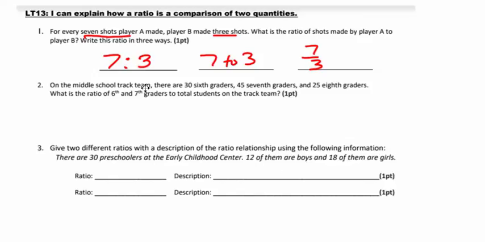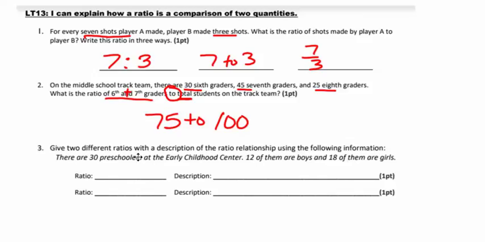On the middle school track team, there are 36 6th graders, 45 7th graders, and 25 8th graders. What is the ratio of 6th and 7th graders to, so that's telling you right now, there's my ratio, my 6th and 7th graders to total. So 6th and 7th graders, that means you're supposed to add 6th and 7th graders together. So 6th and 7th graders together is 75 to, and then my total is to add all of them. So that would be 100. That's my ratio. Okay? All right, next one.